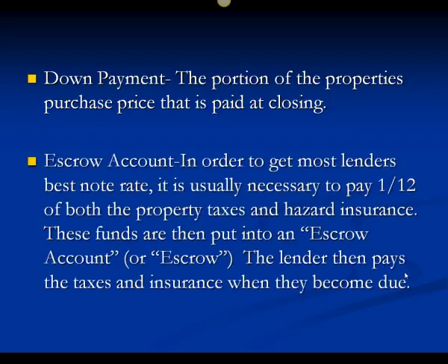An escrow account. In order to get the best rates and terms, it's usually necessary to pay 1/12 of both your property taxes and hazard insurance. These funds are put into what's called an escrow account, and then when they become due each year, your lender pays them. So an escrow account is something you set up with your lender, and you pay 1/12 of your taxes and insurance because there's 12 months of the year and you make 12 payments. And then when everything becomes due, the lender goes ahead and pays them.